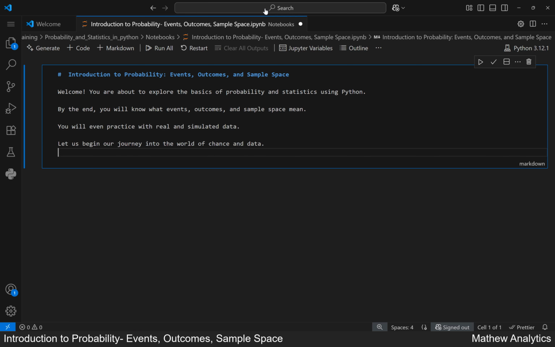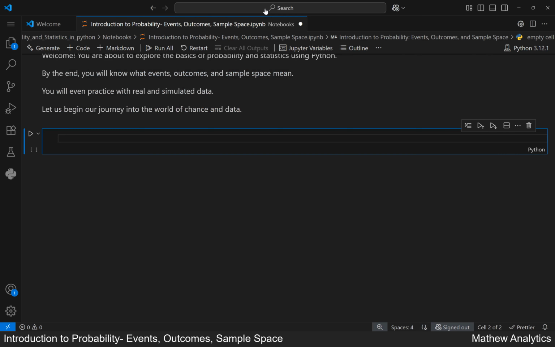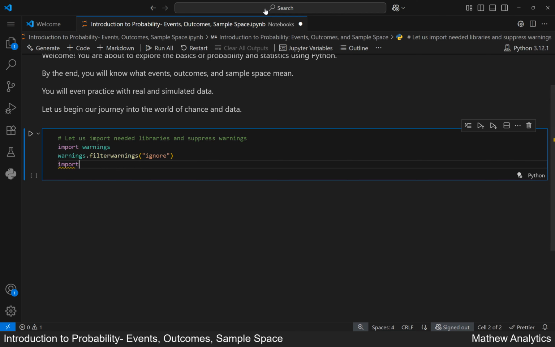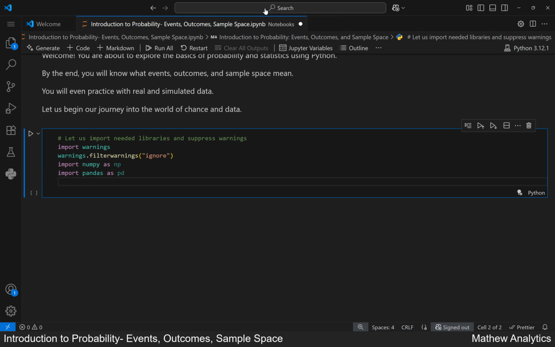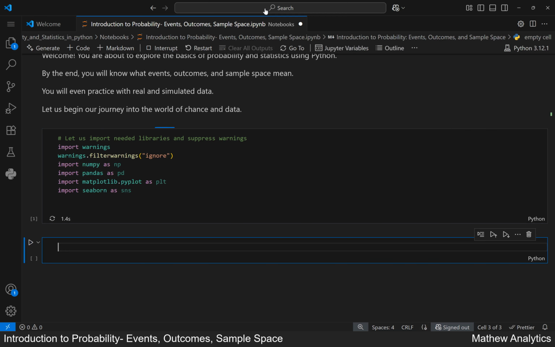Running the cell now. First, let us get ready to use Python for data and probability. We bring in Python libraries for calculations and charts. This stops warning messages so things stay clean. We use numpy for random numbers and arrays. Pandas helps us with tables and data. Matplotlib and Seaborn are for charts. Running the cell now. Now our tools are loaded. Let us start.